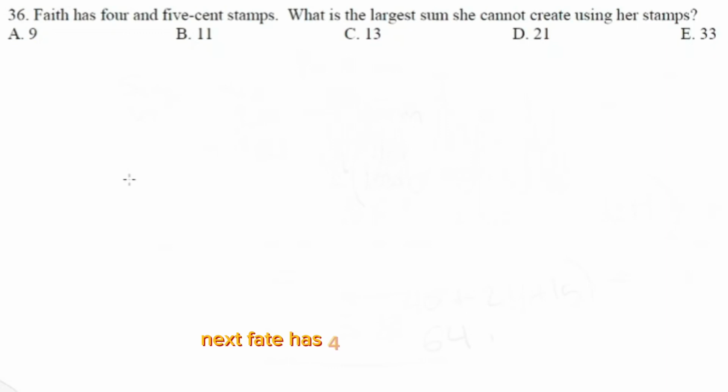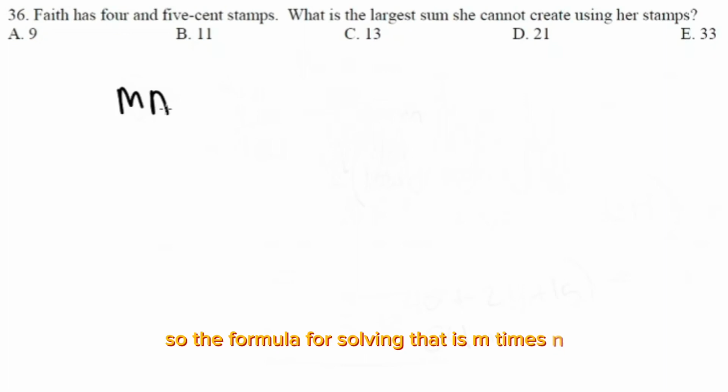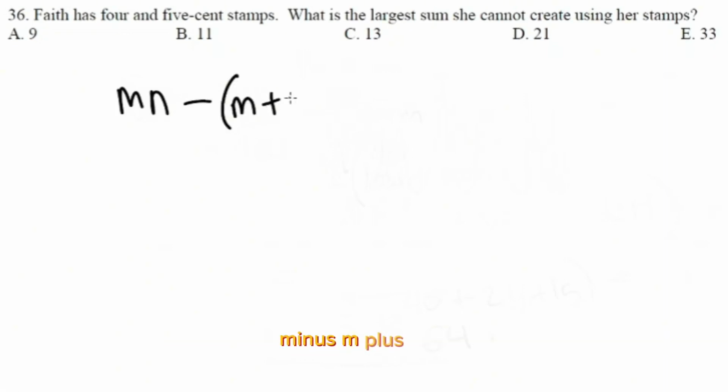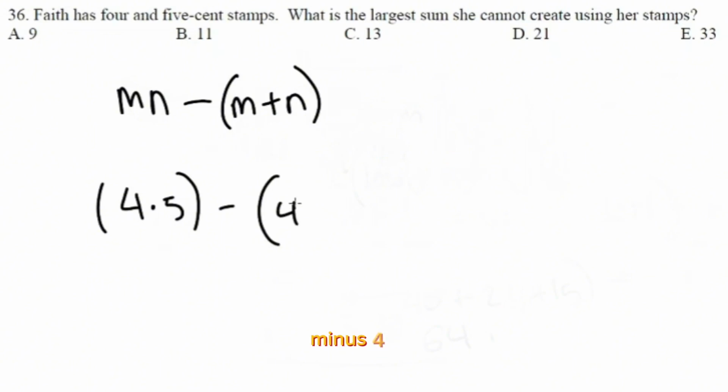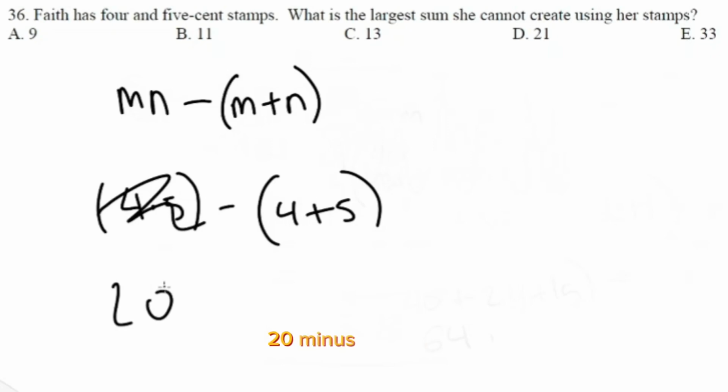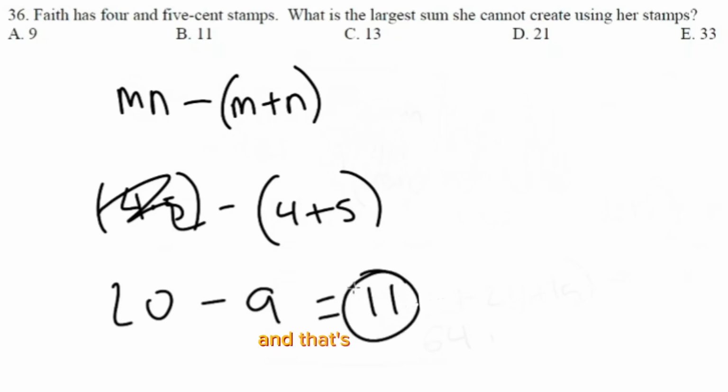Next, Faith has 4 and 5 cent stamps. What is the largest sum she cannot create using her stamps? Alright, so in a problem like this, where they're asking what is the largest sum you cannot create, that is called the largest unattainable sum. So the formula for solving that is m times n minus m plus n. Alright, so we just substitute our two values. So that's 4 times 5 minus 4 plus 5. Alright, so 4 times 5, that's just 20. 4 plus 5, that's just 9. So 20 minus 9 is 11, and that's your answer.